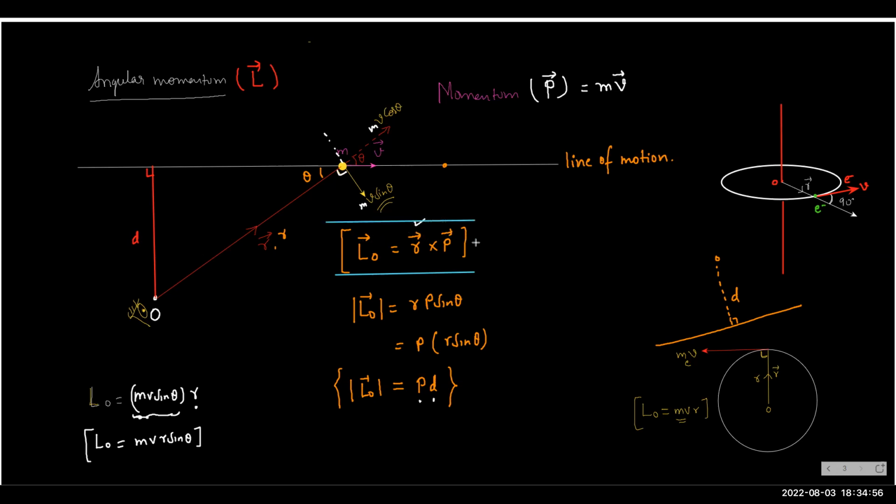Very soon in chemistry, you have to use it in the chapter called atomic structure. Okay. So that was one use of cross product. Let me do one more.